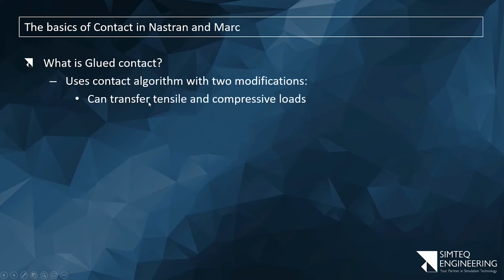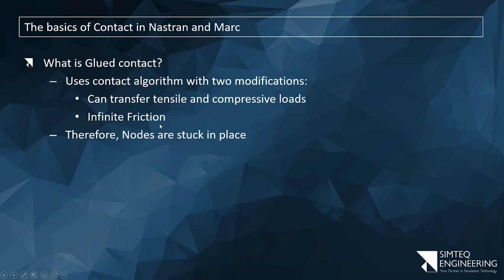The first is we allow tensile and compressive loads. In other words, if it started in contact and I apply tensile load, it will not separate, and there's infinite friction. So that thing is stuck in place on that other face. In other words, it's the equivalent of welding parts together.